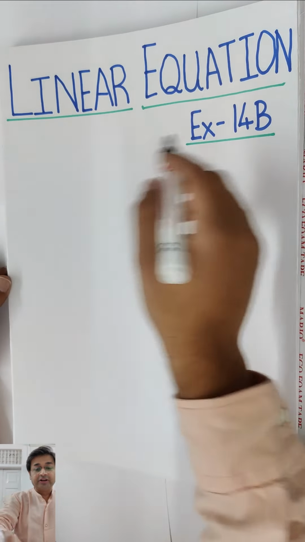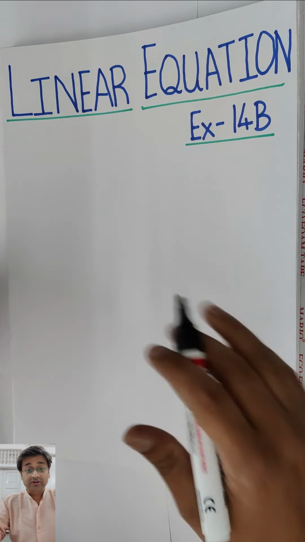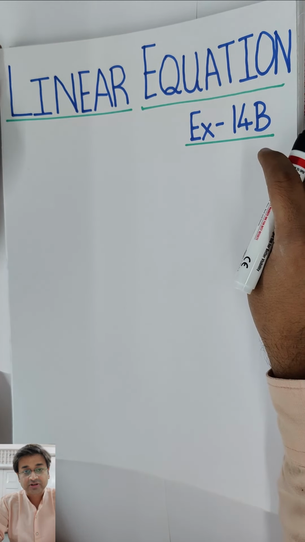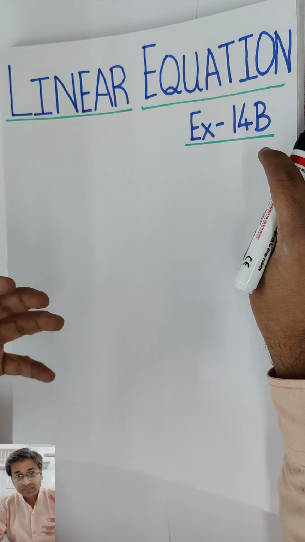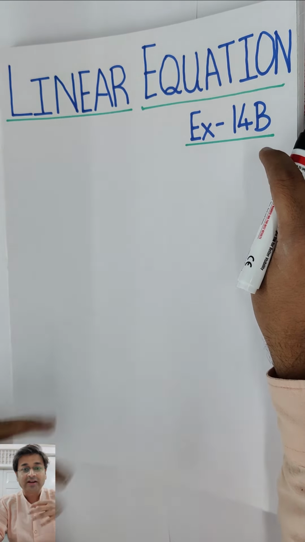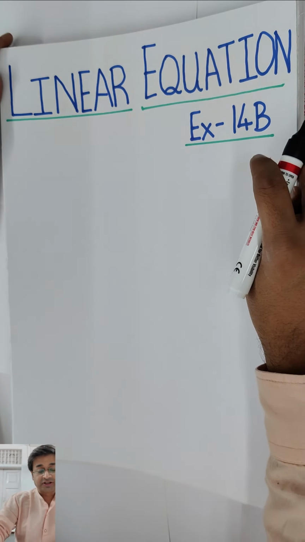Hi, we're getting into linear equations, the second exercise, that's 14b. Now, what is this exercise all about? It's basically linear equations, but with word problems. You will be given some English language, and you'll have to convert that into mathematical language. That's called coding and decoding. Now, how are you going to do that? It's very, very important, so please pay attention.